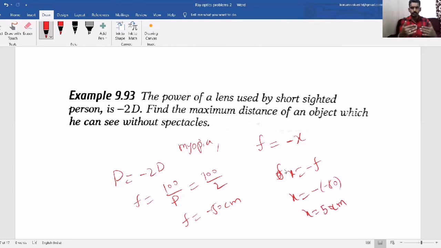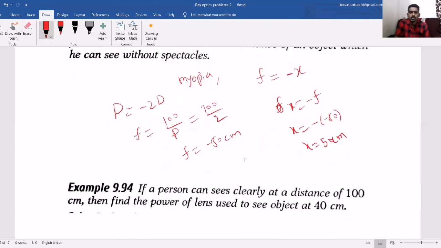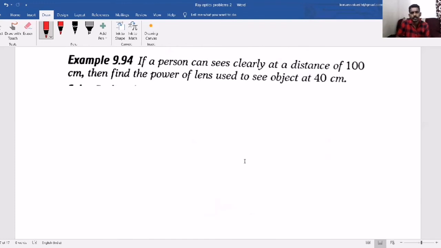Myopia means what? He can see up to some distance clearly, beyond which he cannot see. So you need to understand that myopia means he can see up to some maximum distance. There we have to use a concave lens to correct the defect, so that an object which is at a far distance can be shifted to within this maximum distance. That is what myopia is.